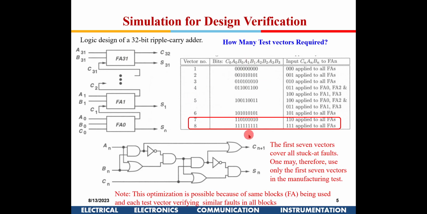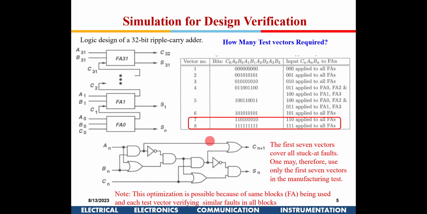Now this cannot be automated, right? So these kinds of optimization, here is where the human intervention comes in. So the designer can see that this is a modular input, and he can come up with such vectors to minimize the requirement of the test vectors.